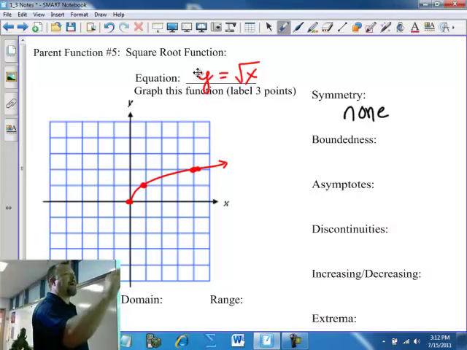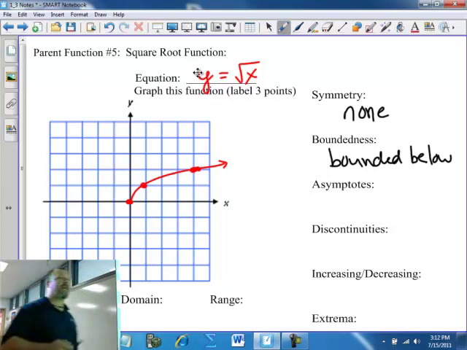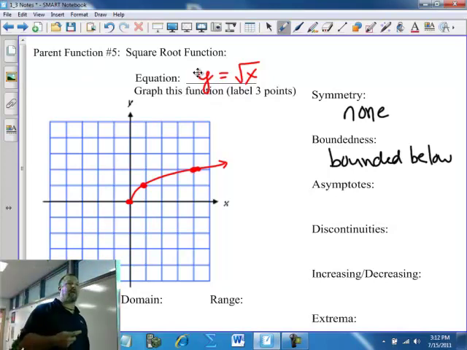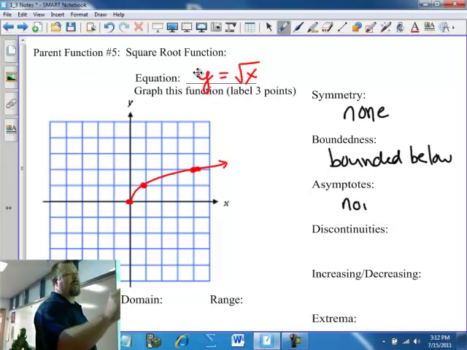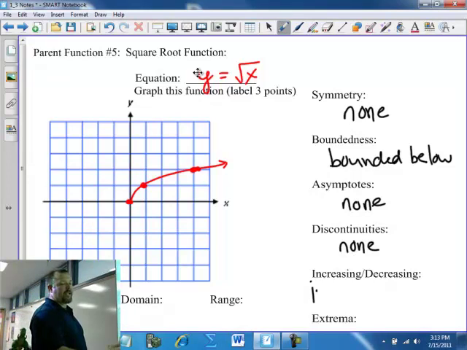Boundedness, it is actually bounded below. It does not go past the x-axis. So the x-axis, or y equals 0, acts as a bound. There are no asymptotes. There are no points of discontinuity. And if you were to ride along this curve with a little person, you would be increasing the entire time on its domain, which means you would be increasing from 0 to infinity. I don't care if you include the 0 or not at this point.